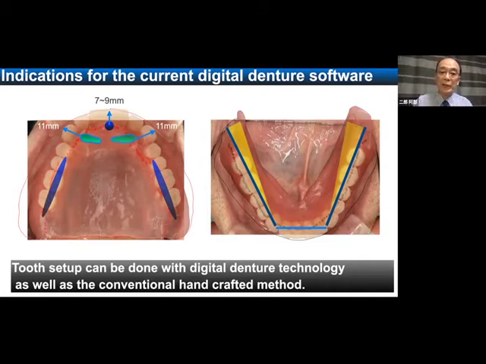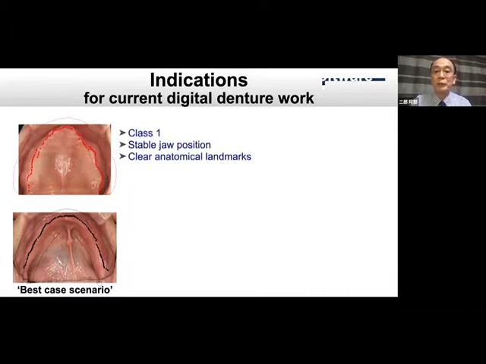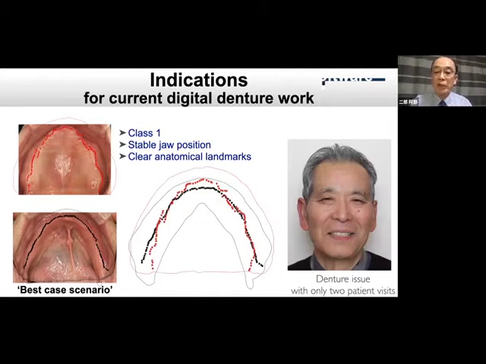So I emphasize that tooth setup can be done with this denture technology as well as the conventional handcrafted method. If you find the easy case, you can fabricate dentures through digital machining or the handcrafted method. I firmly believe that it's an indication for mandibular suction. As a matter of fact, these dentures were fabricated and issued with only two patient visits, thanks to class one jaw relationship, stable mandibular jaw position, and clear anatomical landmarks.